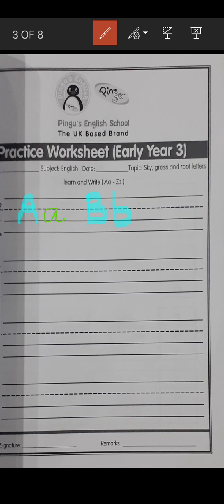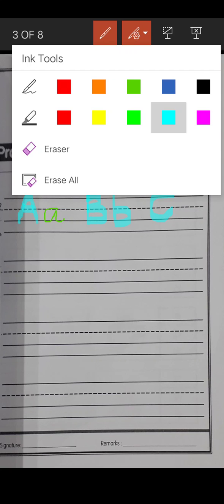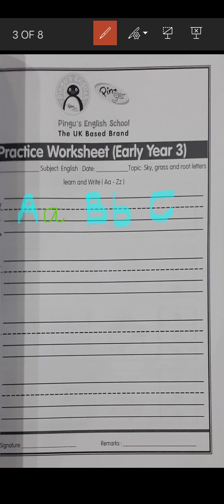Very nice. So now let's move towards the next letter, which is letter C. As I told you, all the capital letters we have to write with blue color because all the capital letters are sky letters. And what about the lowercase? Is C a grass letter, sky letter or root letter? It's a grass letter, so write it in the middle line. You can complete it by yourself easily.